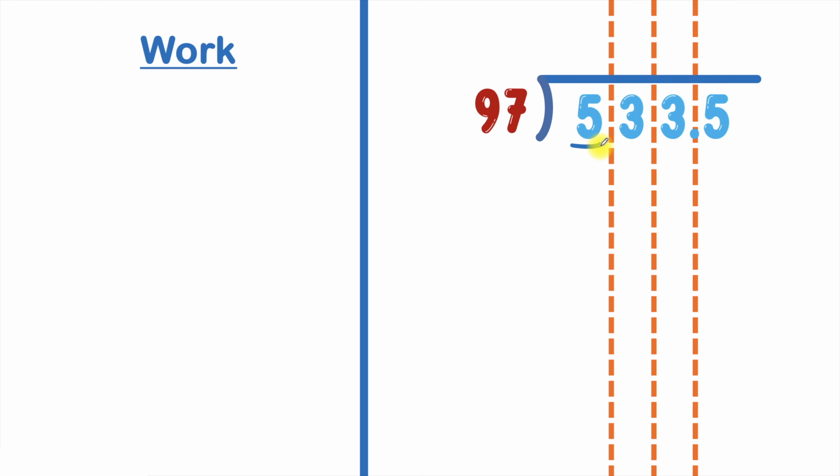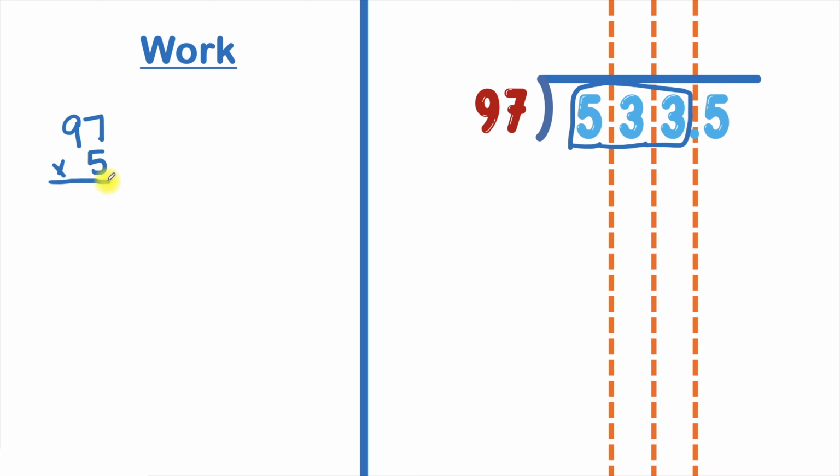So we'll look at the next place value and try to divide this. Can 97 go into 53? Nope, can't do it. Can 97 go into 533? Absolutely. The question is, how many times can that happen? It's a good idea to start by multiplying the divisor by 5. And when we do that, we'll be able to see if we have to try a number bigger or smaller than 5.